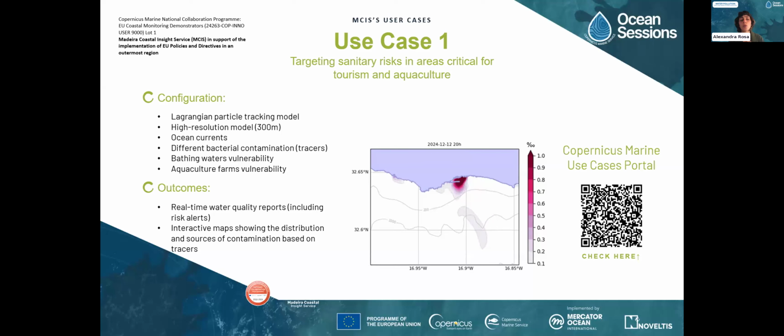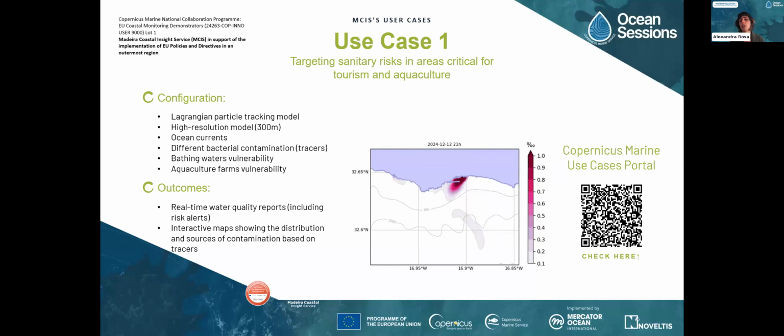But in this project, what we want to do is not to have only this kind of pink color, but we want to have different kinds of bacterial contaminations, including E. coli, in order to predict the vulnerability of bathing waters and aquaculture farms to this kind of pressures.